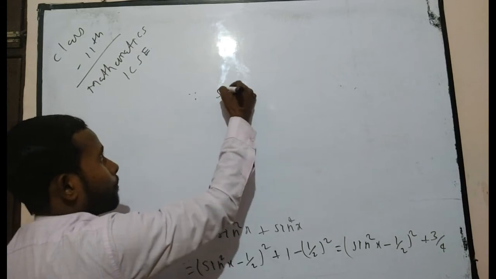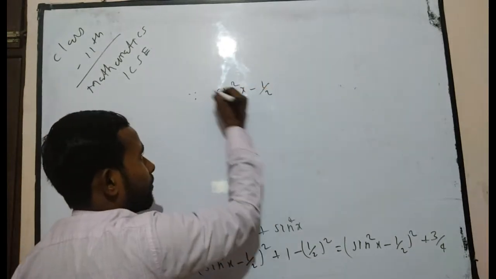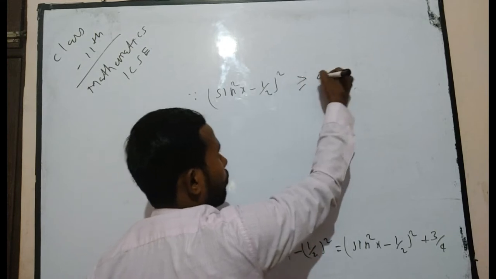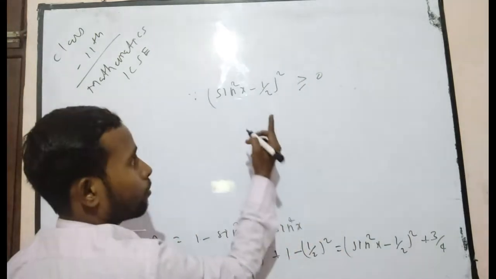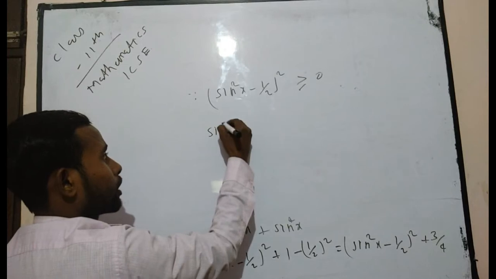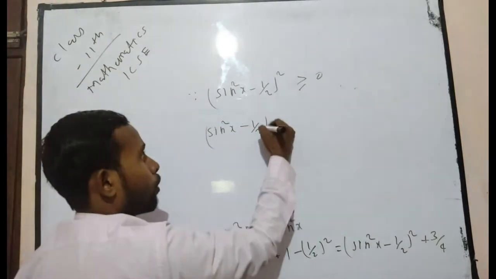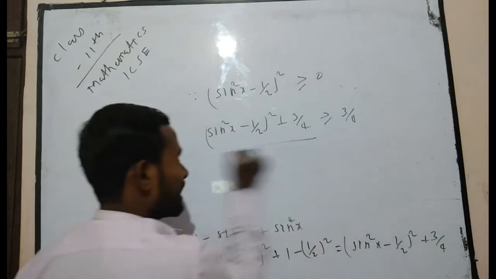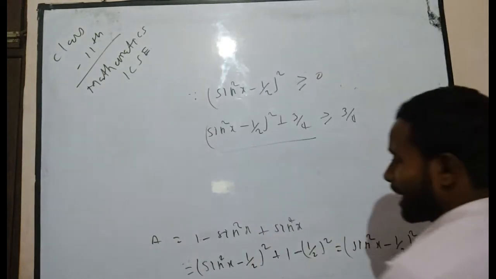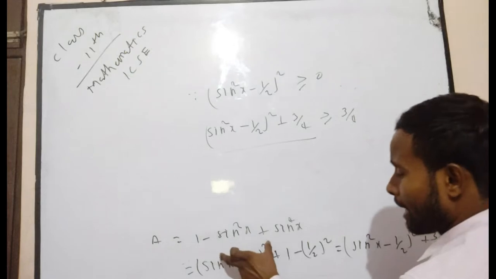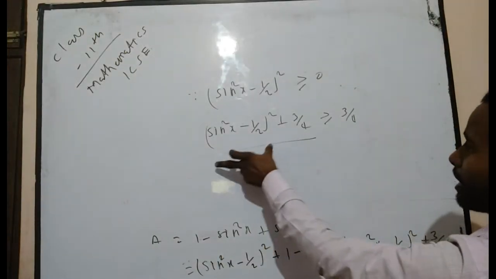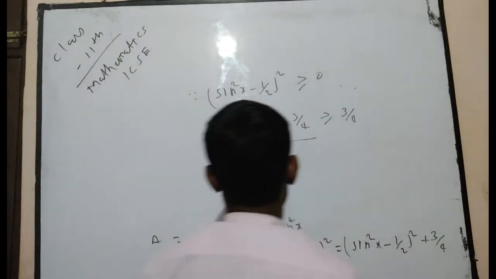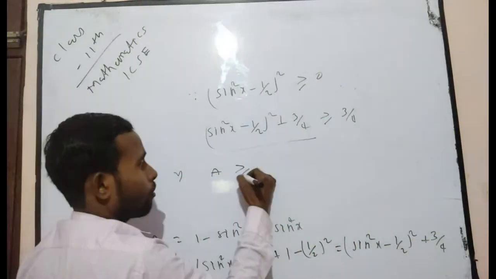Since sin square x minus half whole square is always greater than or equal to 0, in that case, after adding 3 by 4 on both sides, you can say that sin square x minus 1 upon 2 whole square plus 3 by 4 is greater than or equal to 3 by 4. What does it represent? As you know that it is nothing, just like a, because after writing in a standard form with the help of complete square method, you get this form, this expansion. So you can write a is greater than or equal to 3 by 4.